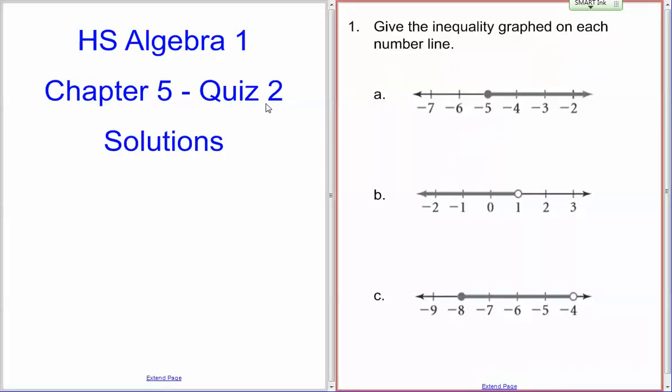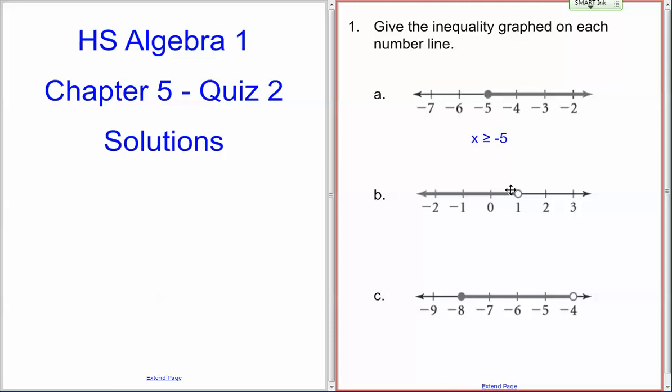Alright, first set of questions here says give the inequality graphed on each number line. So I'm looking at all the values that are greater than -5, as well as -5 being included, and I can tell that because it's a solid dot right there. So this is x is greater than or equal to -5.